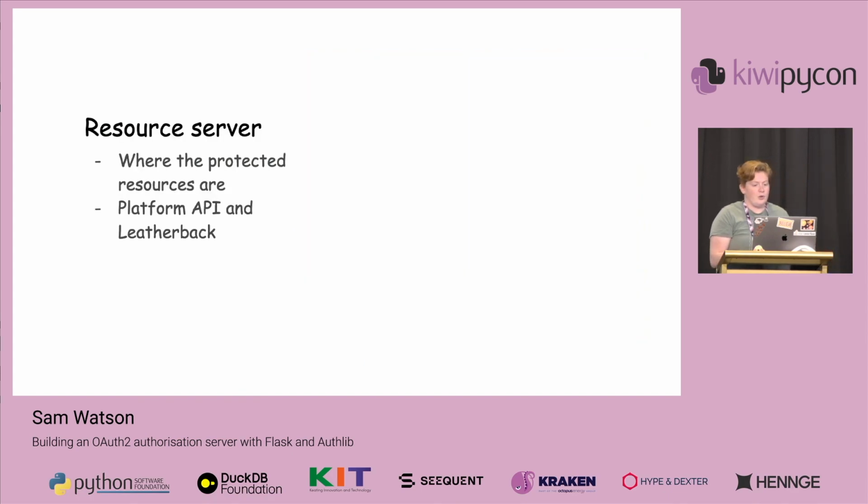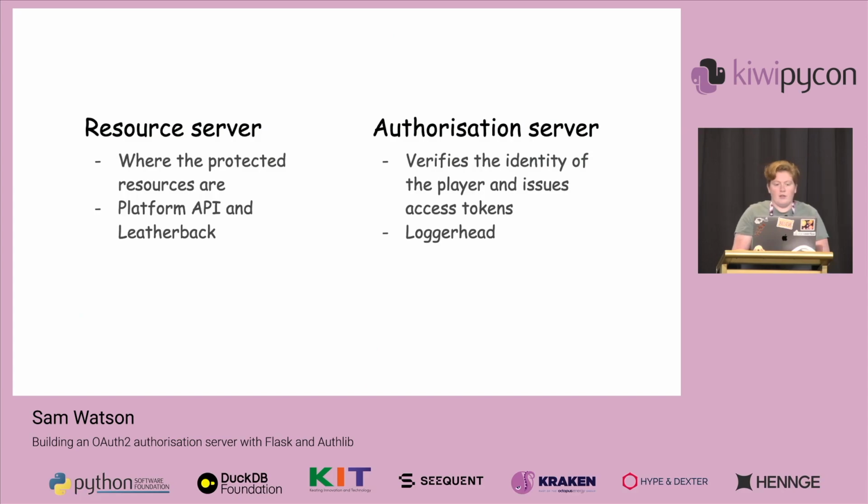And finally, we have two different servers, a resource server and an authorization server. A resource server is where the protected resources are. So in this case, we have two of those, being the platform API and Leatherback. The authorization server is named Loggerhead, and an authorization server is the server that verifies the identity of the resource owner and issues access tokens to a client. And this is what we'll be focusing on today.